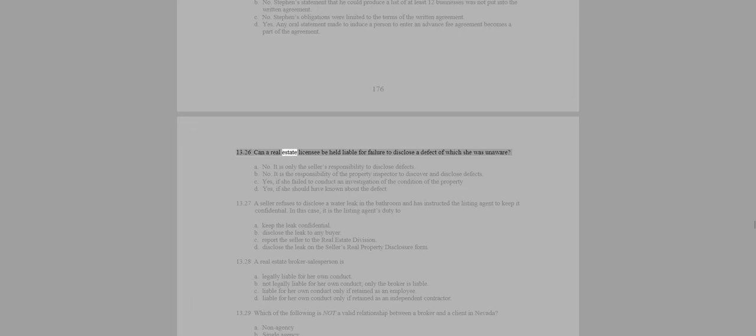13.26 Can a real estate licensee be held liable for failure to disclose a defect of which she was unaware? A. No. It is only the seller's responsibility to disclose defects. B. No. It is the responsibility of the property inspector to discover and disclose defects. C. Yes, if she failed to conduct an investigation of the condition of the property. D. Yes, if she should have known about the defect.